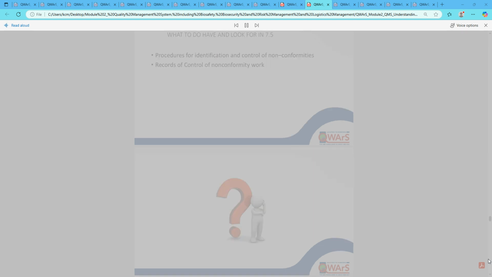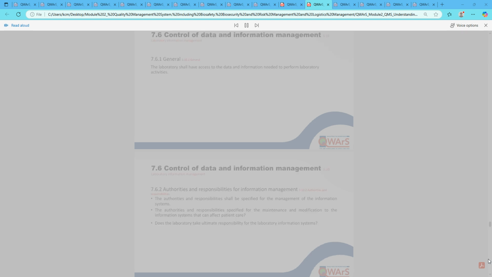What did you have and look for in 7.5? Procedures for identification and control of nonconformities, records of control of nonconforming work. 7.6 Control of data and information management, 5.10 Laboratory information management.